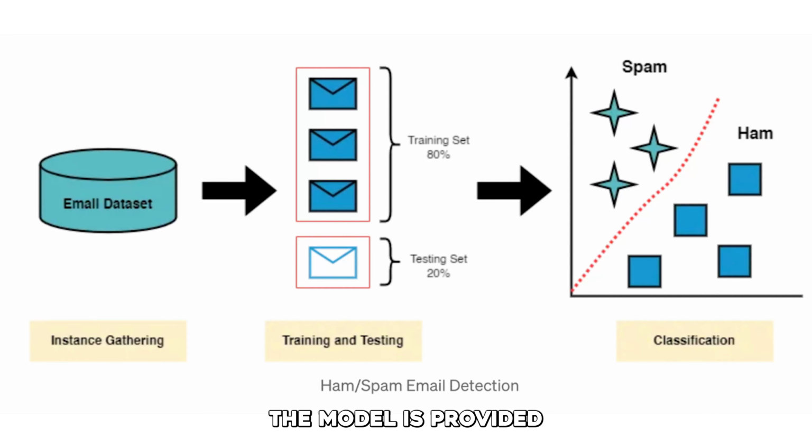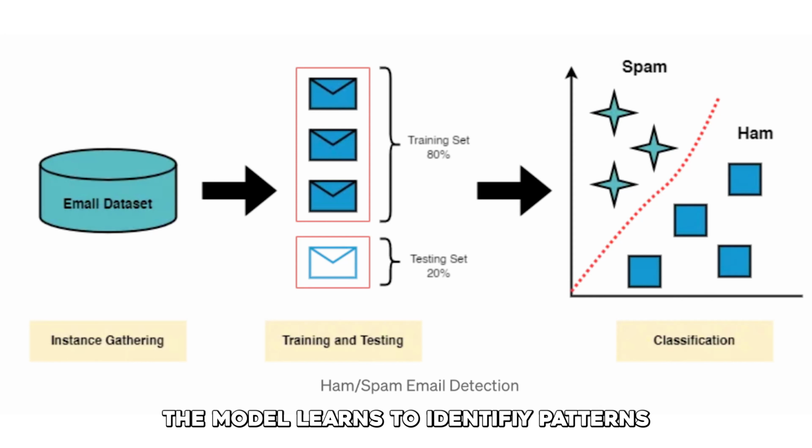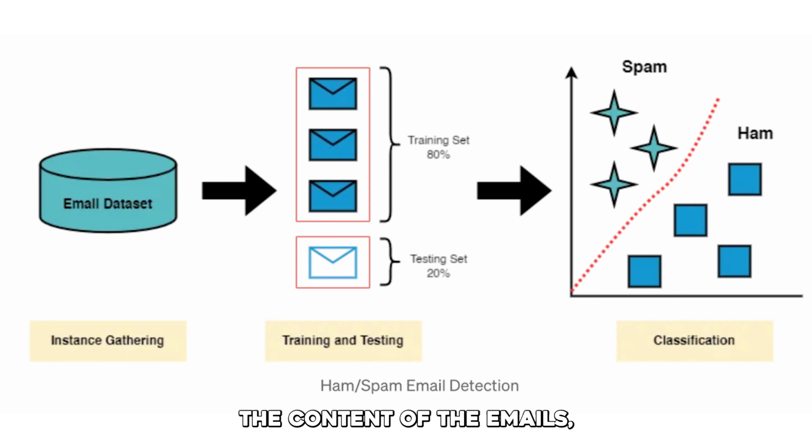In this case, the model is provided with a database of emails along with their corresponding labels, spam or not spam. The model learns to identify patterns in the input data, the content of the emails, and maps them to the correct output labels based on the training examples it has seen. And here are the most known algorithm techniques in supervised learning.